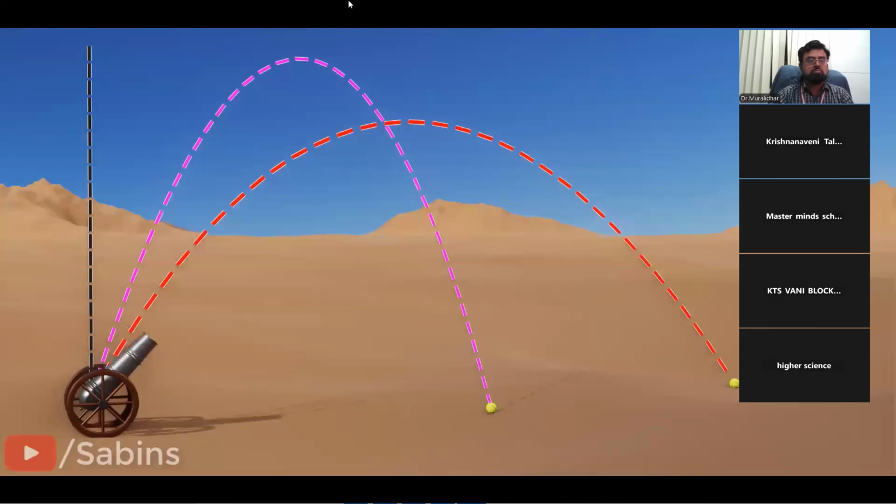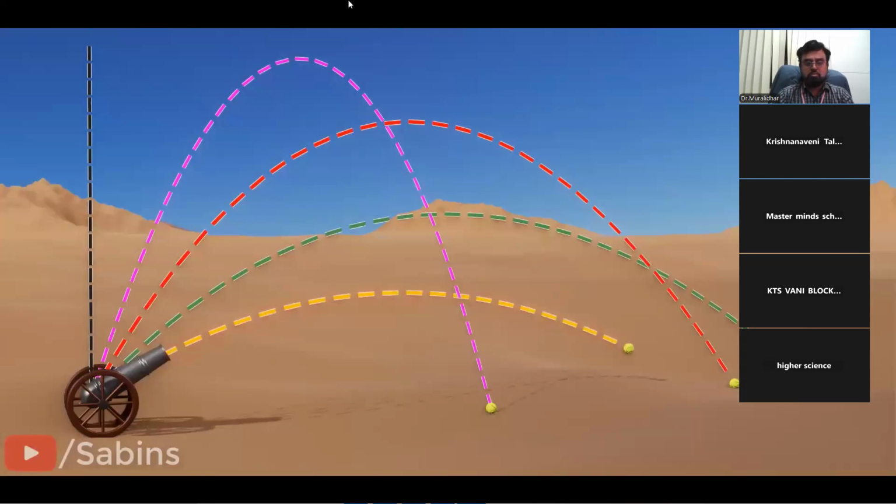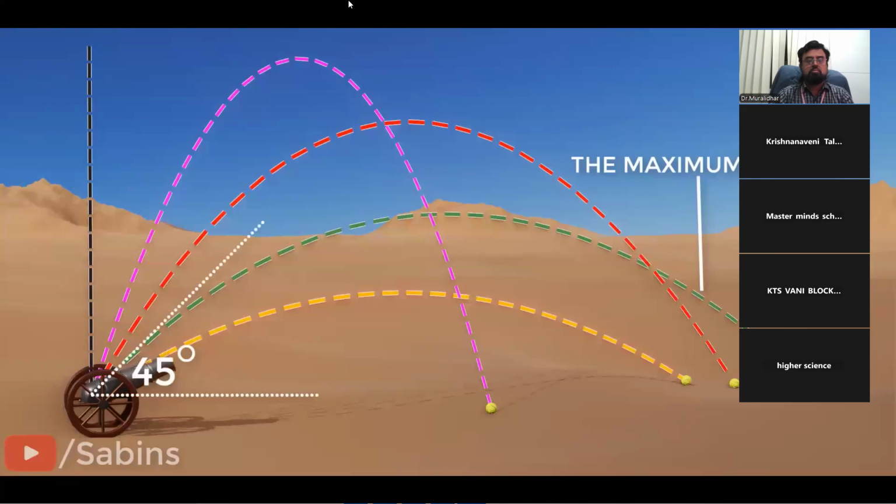When the cannon's angle is down to 45 degrees, the range becomes even higher. However, if you increase the angle after 45 degrees, the outcome is different. The range actually decreases. The maximum range is at an angle of 45 degrees. Before and after that, the range decreases. Can you guess the reason behind this?